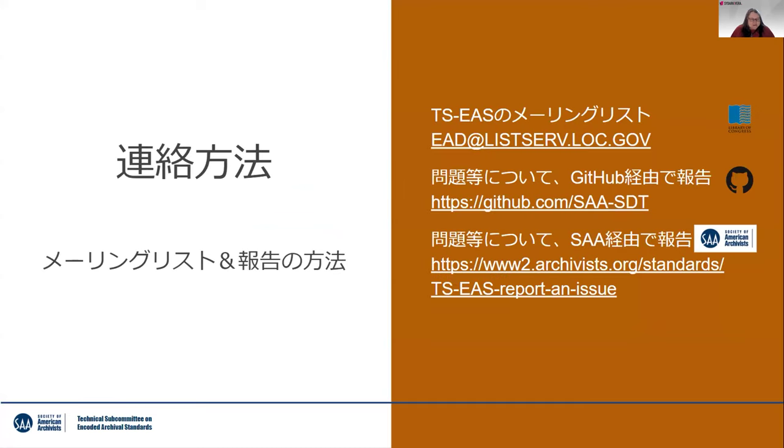If you want to contact us when we are not doing a webinar like this, you can do that through our mailing list. You sign up at the Library of Congress for that one, and you will get emails with information like announcements about webinars like this one. If you find something in the standards, you can report an issue through GitHub or through a form that we have on the web page. So those are all the ways of contacting us.